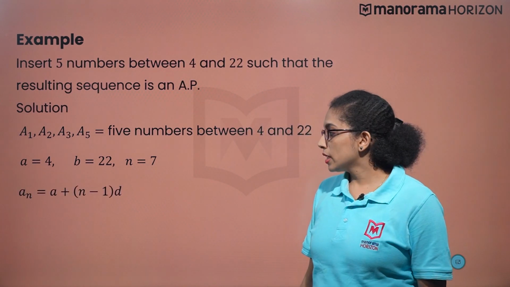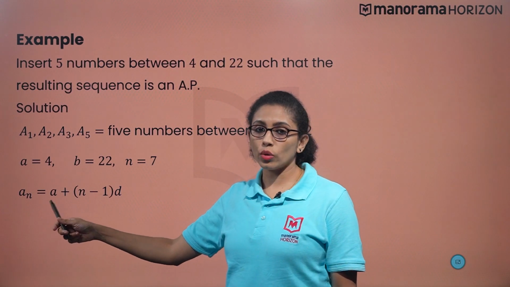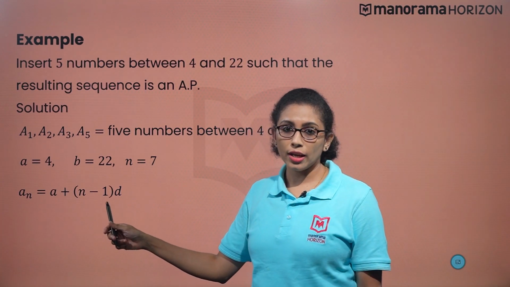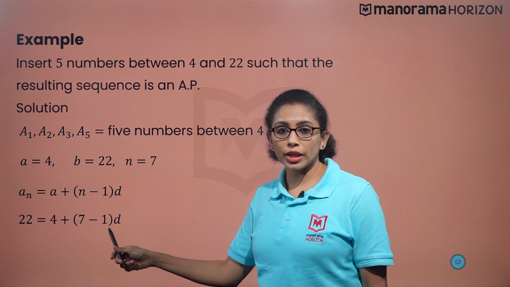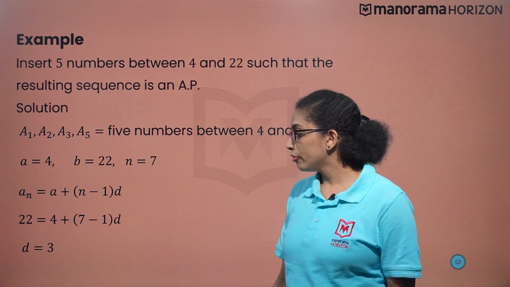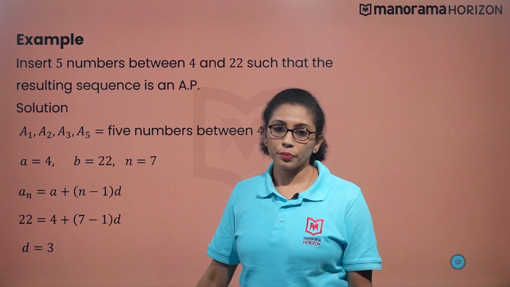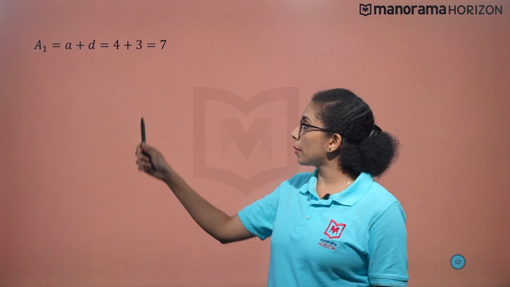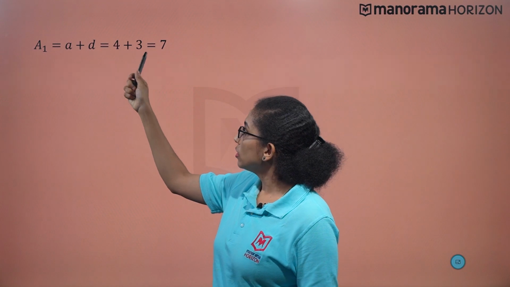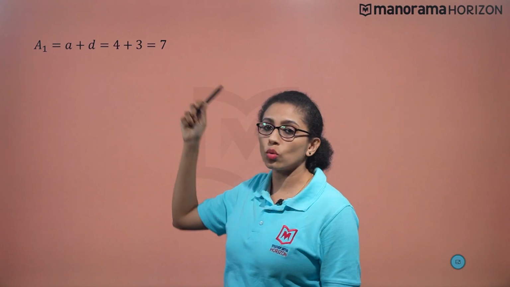Now we know that the nth term an is equal to a plus n minus 1 into d. Therefore, 22 is equal to 4 plus n minus 1 into d. From this we can solve for d. We get d as 3. Now, what will be a1? a1 is equal to a plus d. First term is 4 and the d is 3. So, 4 plus 3 is equal to 7.